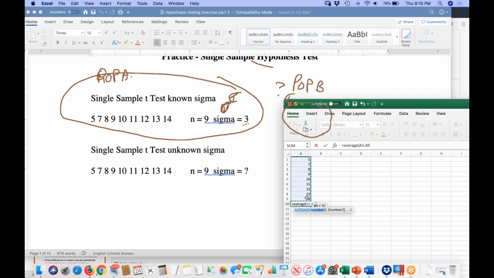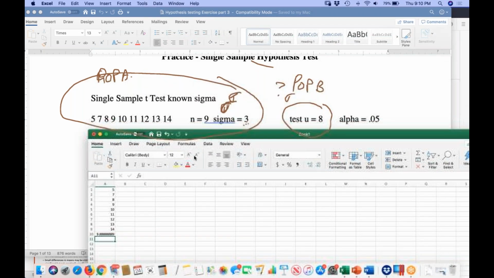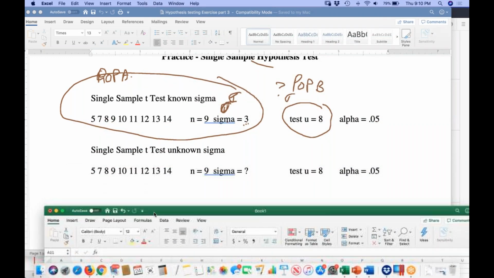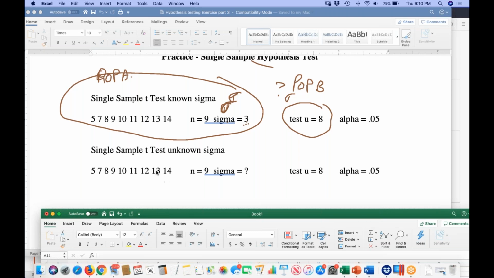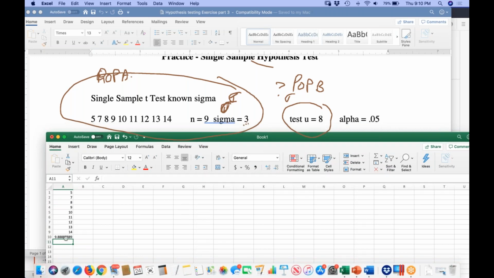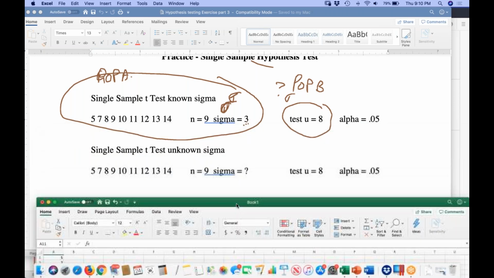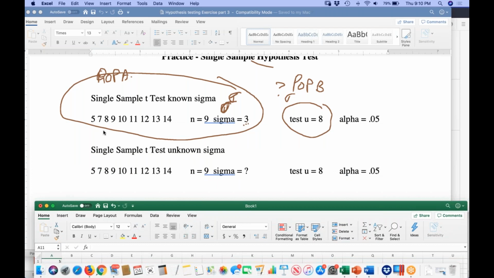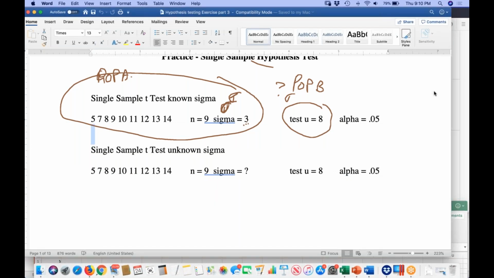Okay, the average of these numbers is 9.89 something or other. Let me just make sure I got that number. I'm just going to call that 9.9. Okay, the average is X bar. Get my pen back. X bar is equal to 9.9. My sample size is 9. The standard deviation of my population A is 3.